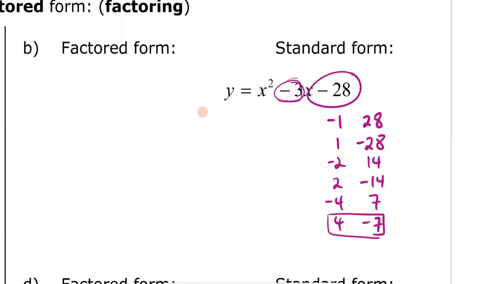Okay? And so what happens here? Well, I can just write the factored form by saying y equals x plus 4 and x minus 7.